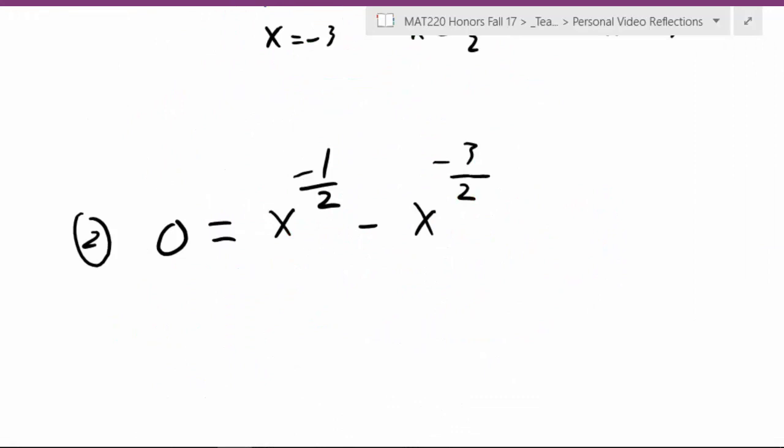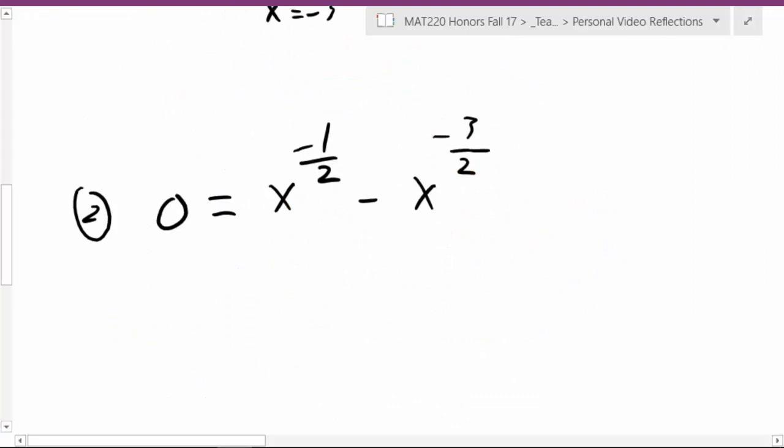Okay, so for this problem, it's 0 equals x to the -1/2 minus x to the -3/2. Okay, for this problem, a lot of times we can get thrown off by the negative exponents, and especially how to interpret our answers at the end. So let's go ahead and work through this problem.